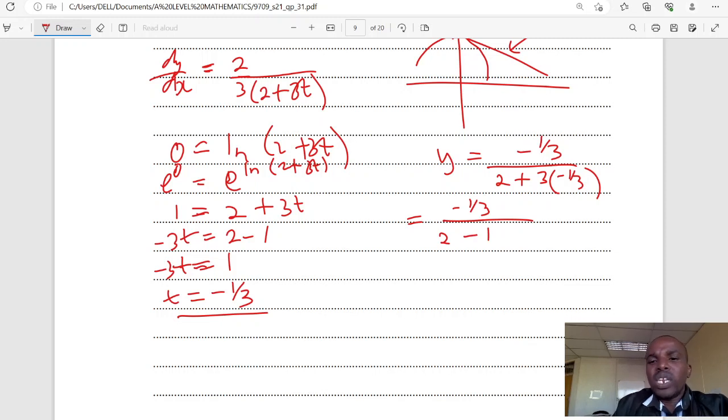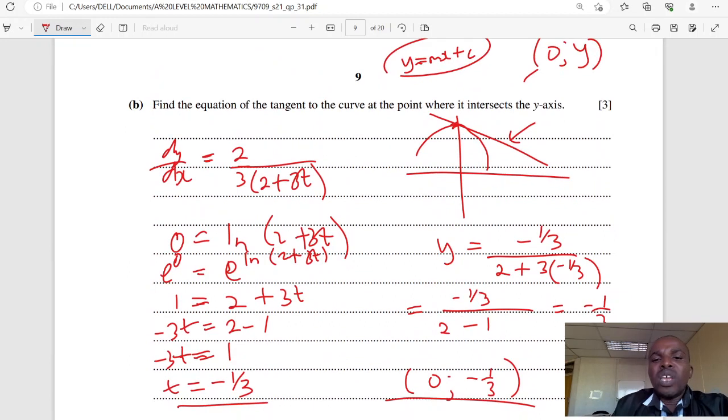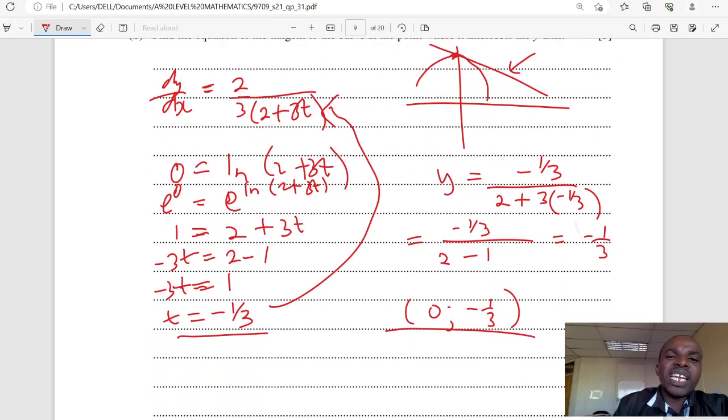So 2 minus 1 is 1. So overall, you get minus 1 over 3. So the coordinate point will be x0, y minus 1 over 3. So this is the point where the tangent meets the curve. Now we have the gradient. For the gradient, we put t equals to the value that we have found here. So t is equal to negative 1/3.